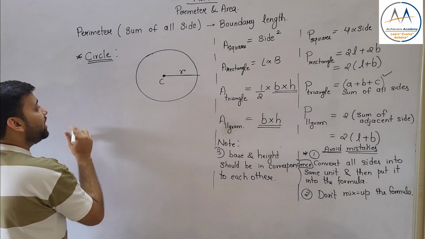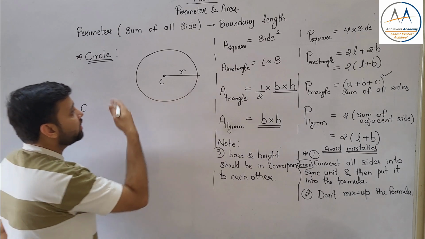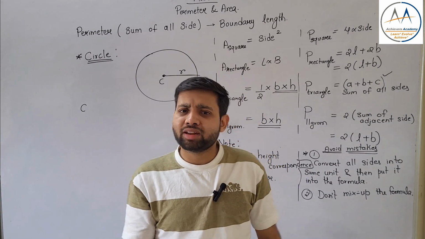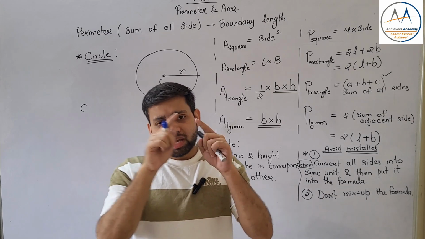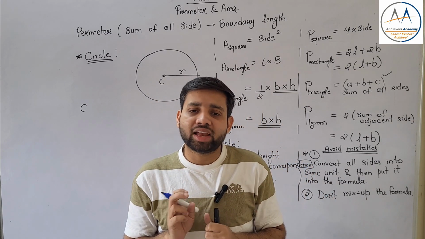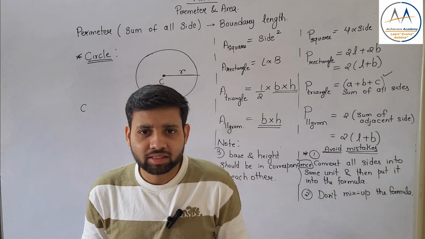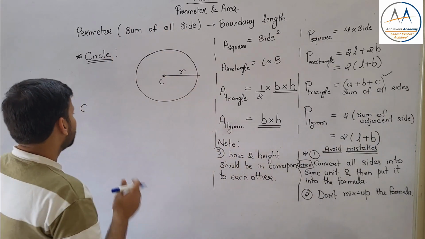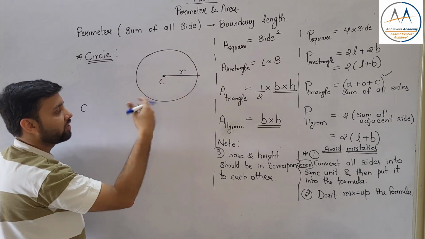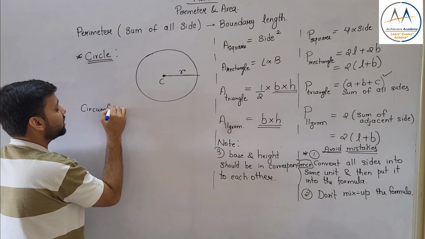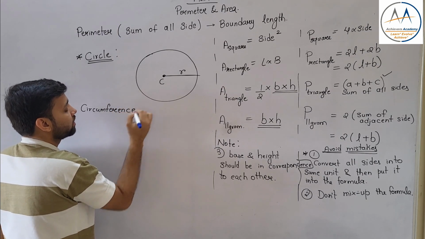Now, the term perimeter does not work here. Why don't we call it perimeter? Because in general, perimeter refers to boundaries which are made up of line segments or straight lines. A circle has a circular boundary, or a curved boundary, if I say it more correctly. So what we call the boundary length of a circle is called the circumference.